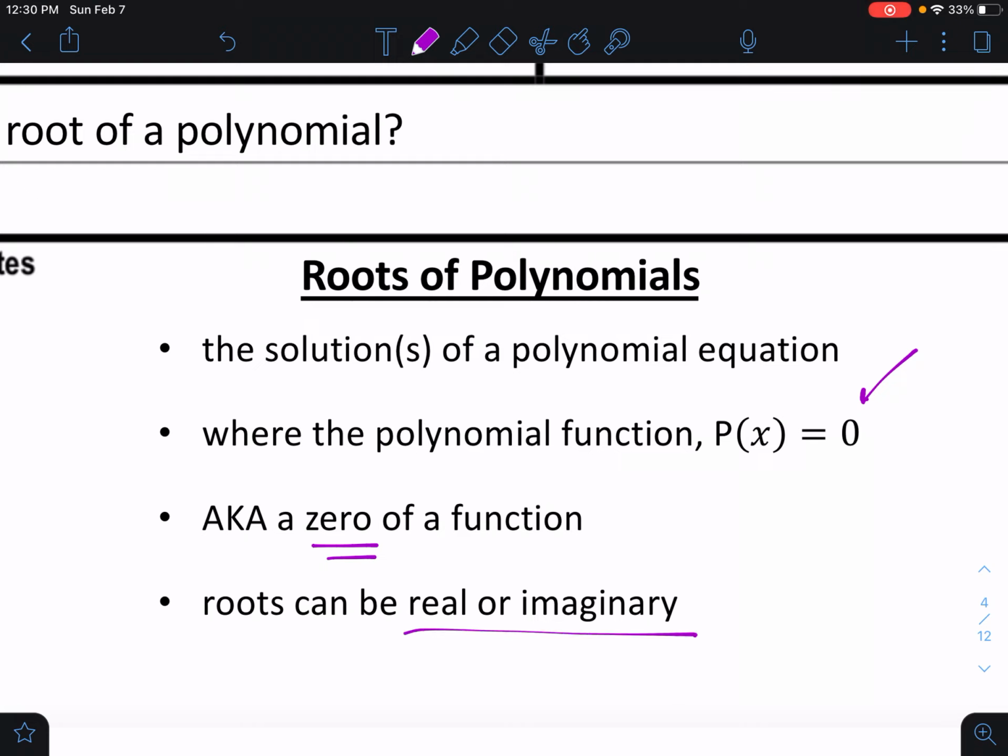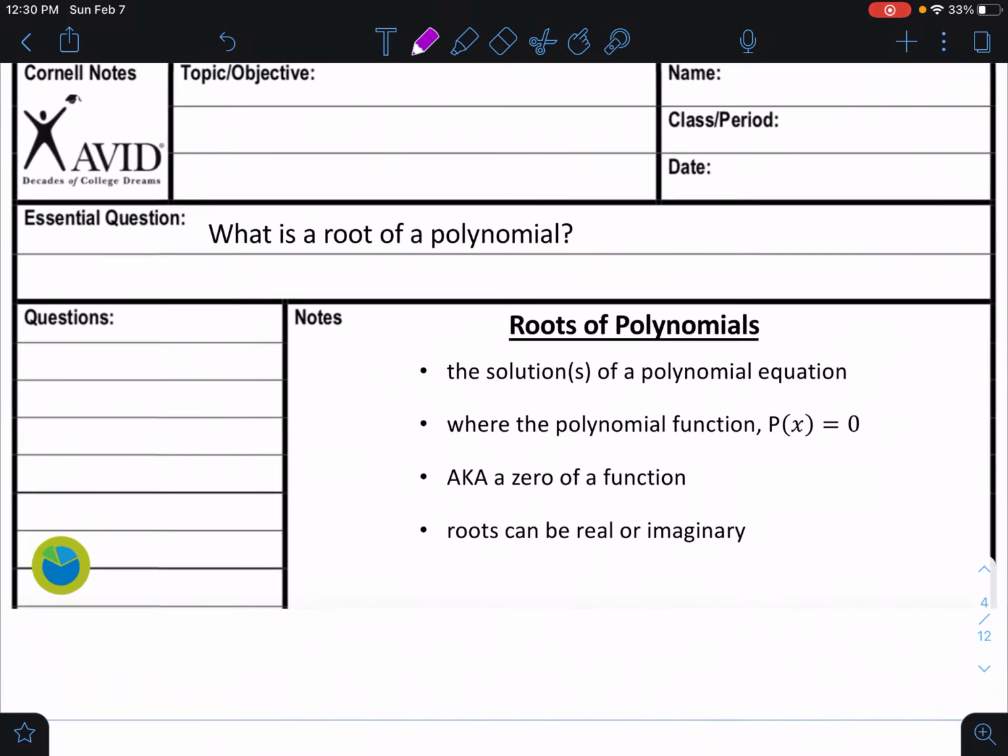If you use your graphing calculator, you can find real ones. You can have a ballpark or get it exactly, but if they're imaginary, then you need some alternate methods. And that's what we're going to focus on in this unit, is how to find roots. That's really our ultimate goal.